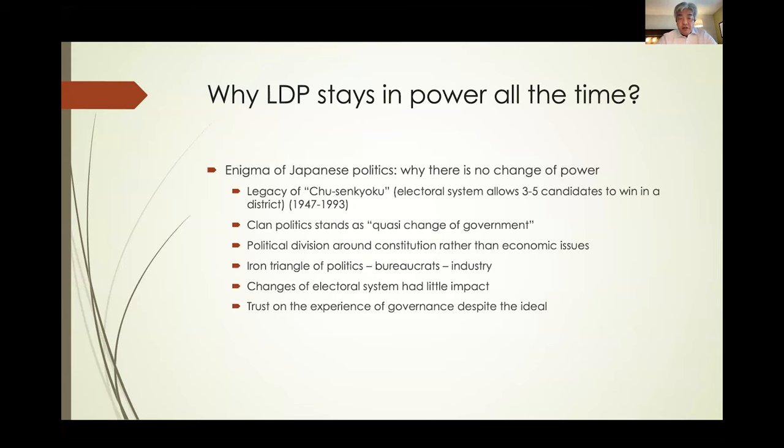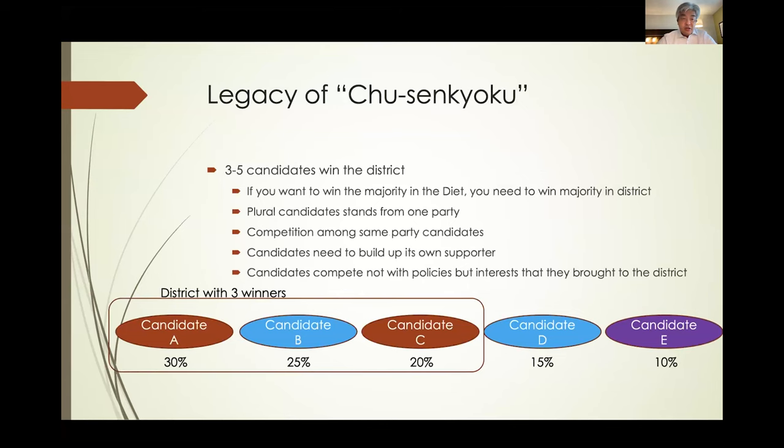choosing different candidates from the same party. So this was a general description of the chūsenkyoku. Chūsenkyoku is unlike the U.S. Congressional or presidential election system, in that you can choose 3 to 5 candidates from one district.